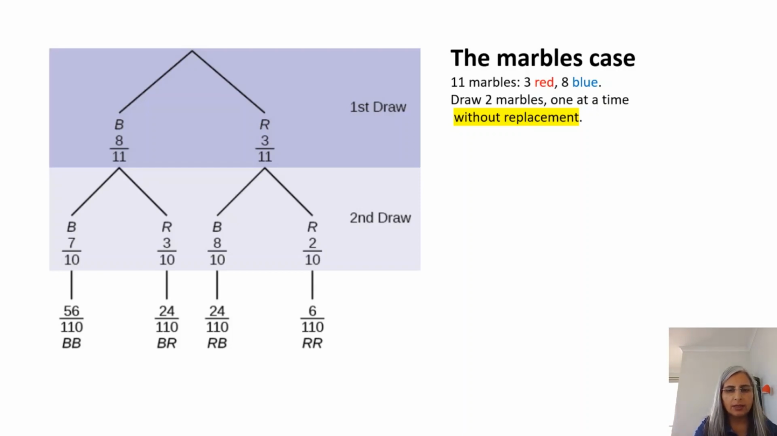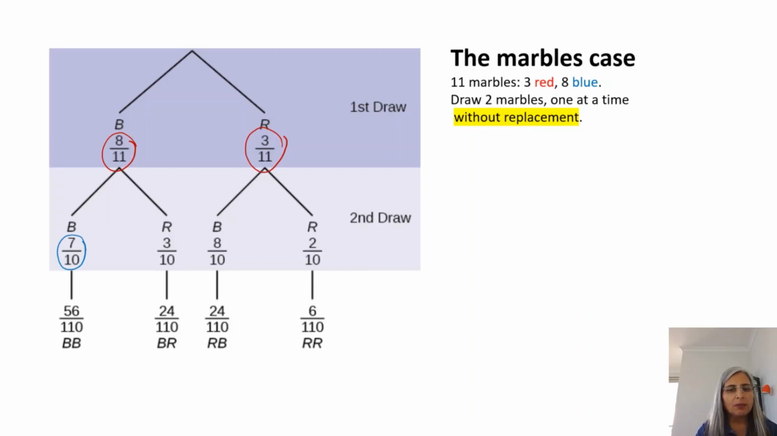So we see that in the first row, there's a chance of picking a blue marble, which is 8 out of 11 as before, and there's a chance of picking a red marble, which is again 3 out of 11 as before. Now the second row has one less marble, because we are not replacing the previous one. So if the first marble was a blue one, the second marble, if it is blue, will be chosen out of 7 blue marbles, and overall the number of marbles left would be 10. So the probability of picking a blue marble again would be 7 out of 10.